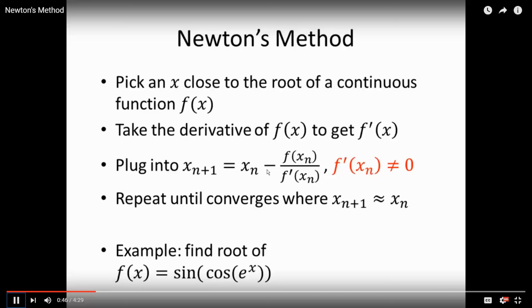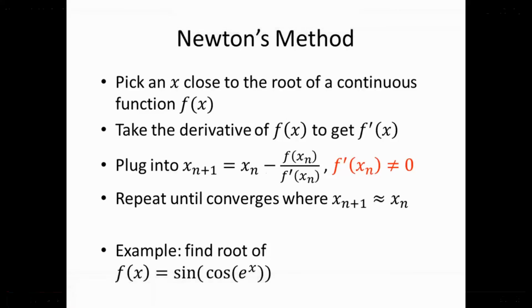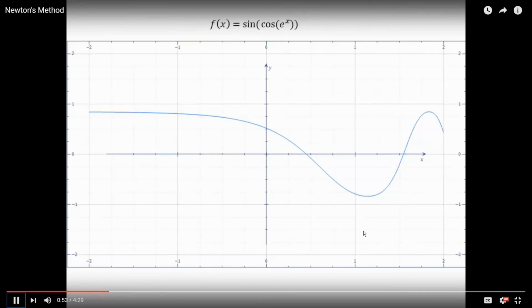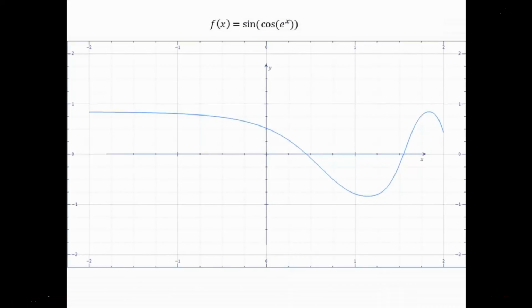Here's a good example and a graphical representation. Say you want to find the root of the function sine of cosine of e to the x. When you have your function, you'll first pick an x. So let's pick this x and call it x1. And you're going to find the derivative at that point to get the slope. What it's really giving you is a tangent line of this function at x1. And then you're going to use that line to find your next x.